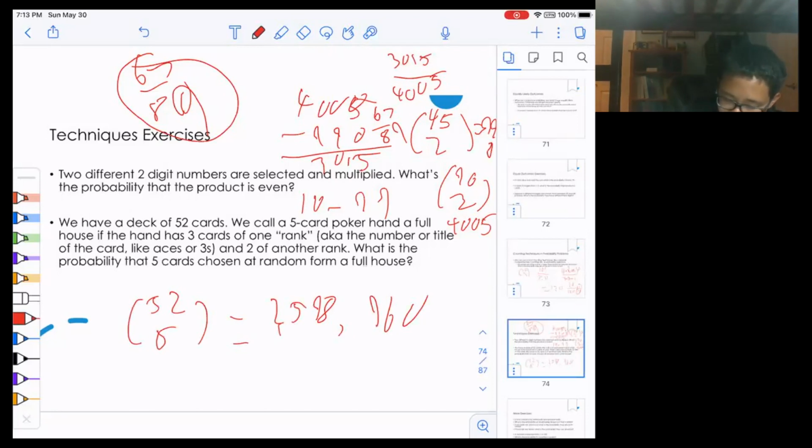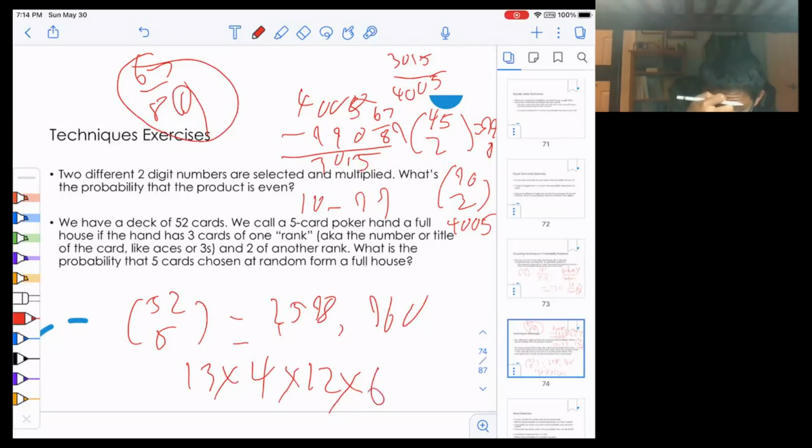And to form a full house, we need to choose a rank for the 3 cards. So since there are 13 ranks, there could be 13 ways. So we just do 13 times 3 of the 4 cards of that one rank. So we choose 3 from 4, and we can do that 4 ways. Times a rank for the other 2 cards. And since one of the ranks is already used, we have 12 ways. And 2 of the 4 cards of the other rank, and we choose 2 from 4, we can get 6.